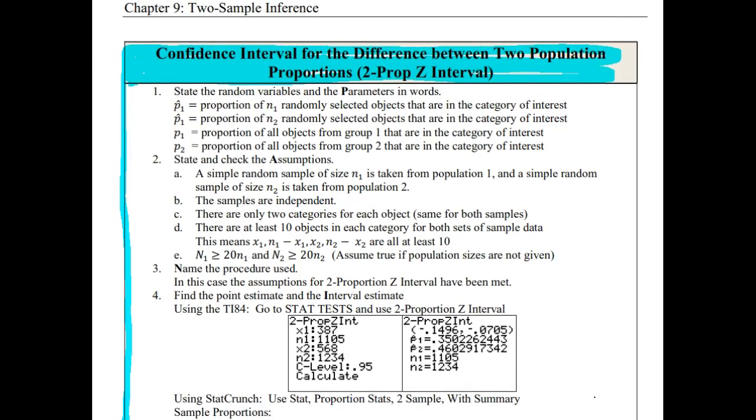Then the confidence interval for the difference between the two population proportions. So again, our first thing there is the parameters, so that's identical to the previous page. Assumptions identical to the previous page. And so in this case, if the conditions are met, we have met the conditions for the 2 prop Z interval.